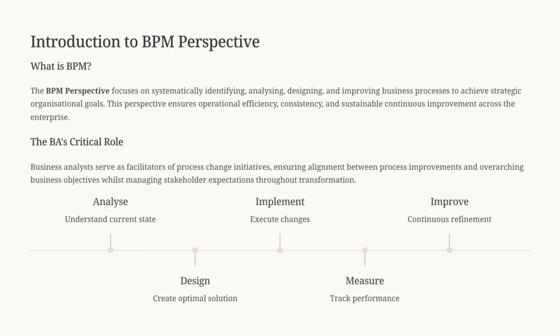So, what is BPM really about? At its core, business process management is about helping organizations run better by systematically identifying, analyzing, designing, and improving the way work gets done. It's not just about efficiency, it's about consistency, scalability, and value. A well-managed process ensures that what works well in one part of the organization can be repeated everywhere else, without chaos or confusion.